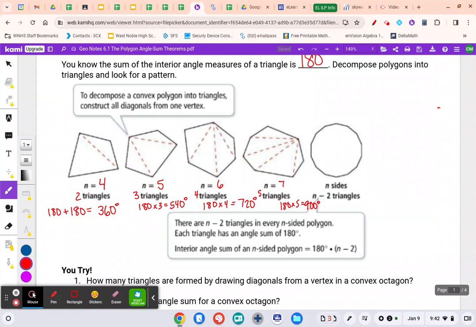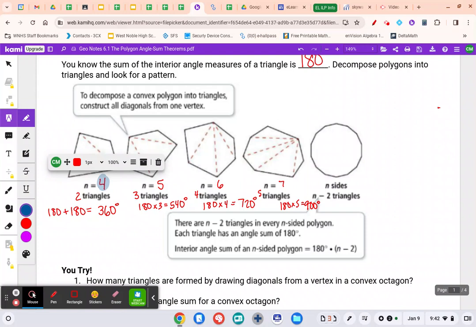Okay, so what happens if I give you, say, a 100-sided shape? You don't want to have to draw in all the diagonals and figure out how many triangles there are based on that. Maybe you can figure out a pattern. Notice for how many sides there are, there's always 2 less triangles. So with 4 sides, there's 2 triangles. 5 sides, there's 3 triangles. 6 sides, there's 4 triangles. It's always the number of sides minus 2 is the number of triangles that we then multiply by 180.